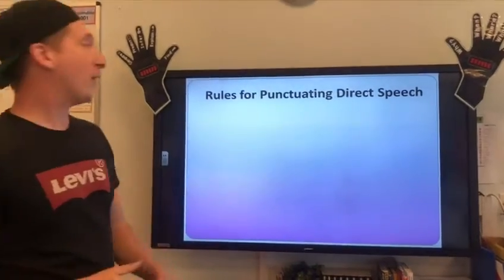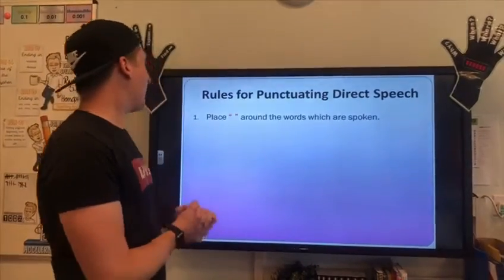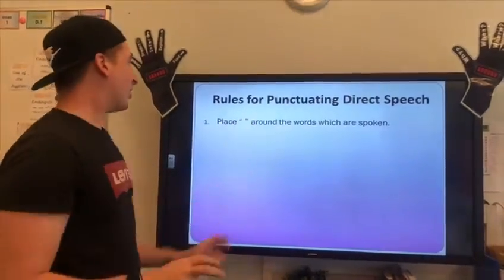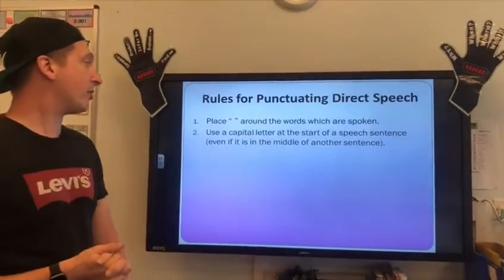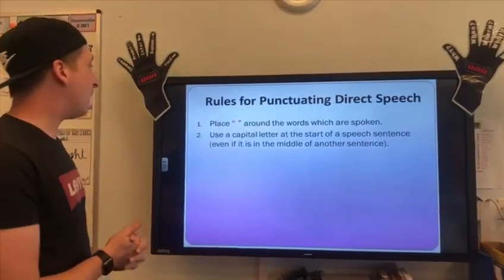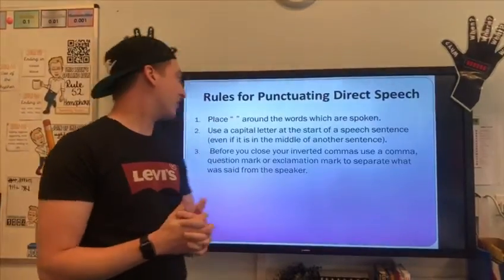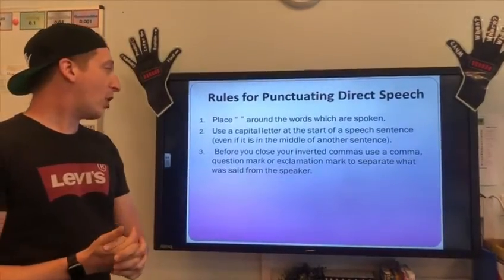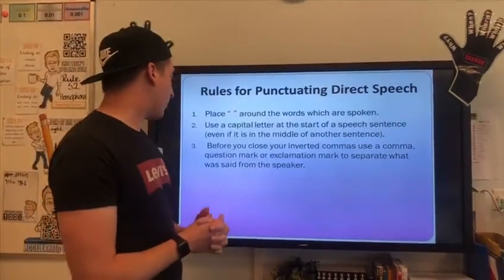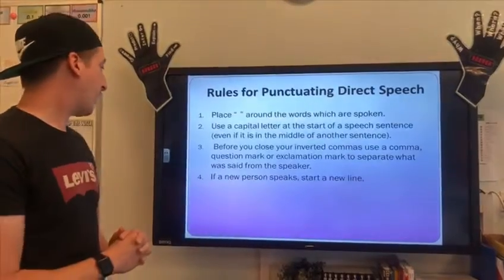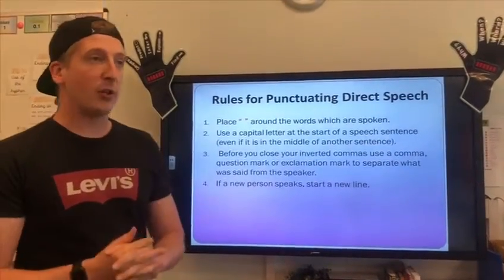So the rules for punctuating speech are: place your inverted commas around the words which are spoken. Use a capital letter at the start of the speech sentence, even if it's in the middle of another sentence. Before you close your inverted commas, use a comma, question mark or exclamation mark to separate what was said from the speaker. If a new person speaks, start a new line.